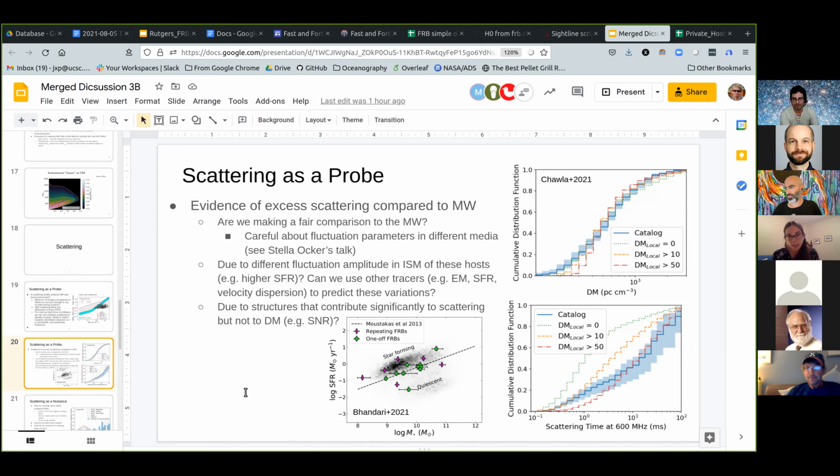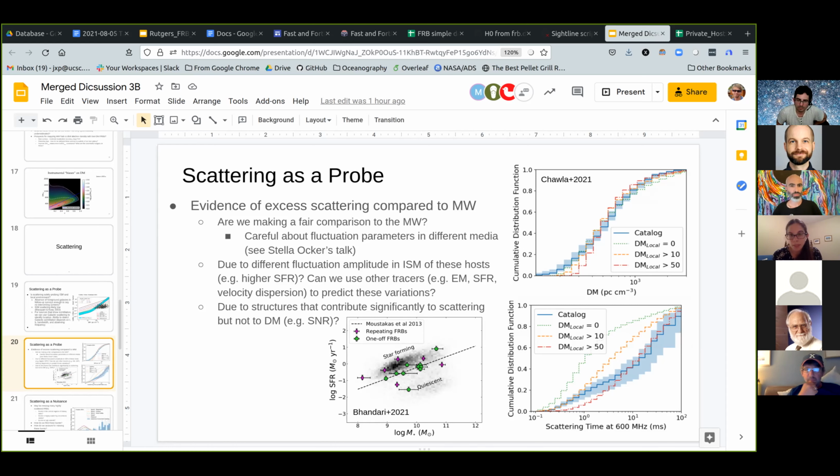Prochaska recently put out this paper along with the CHIME catalog, where she looked at trying to use the expectations of scattering based on a model similar to the Milky Way in the host galaxy, and adding different scattering and DM contributions, trying to keep to a normal scattering-DM law, like what we would expect from the Milky Way, to model the scattering timescales that they see in the CHIME sources. And finding that actually you do need more scattering compared to what you would expect for the same dispersion measure in the Milky Way.